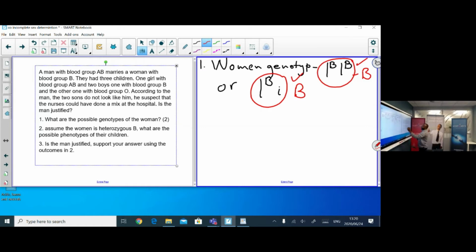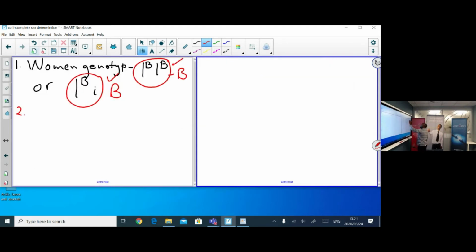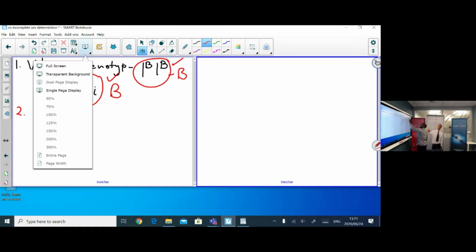Next question. It says 2. Assume the woman is heterozygous B. Good. What are the possible phenotypes of their children? So this question already asks you to do a full genetic diagram because you need to determine the phenotype. So you need to go through the whole process. Are we together? Wonderful. Let's do it on a separate page so that we can all see clearly.